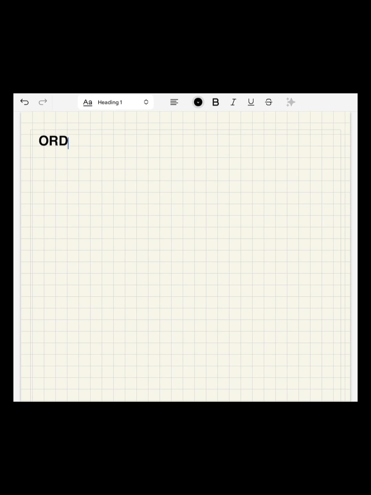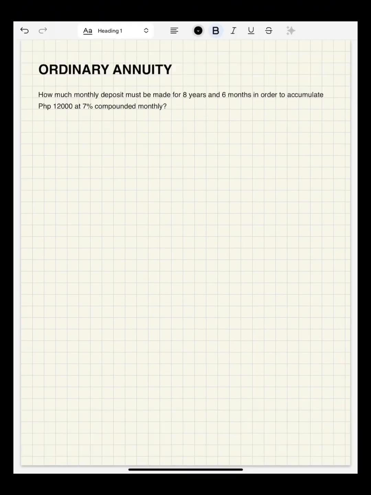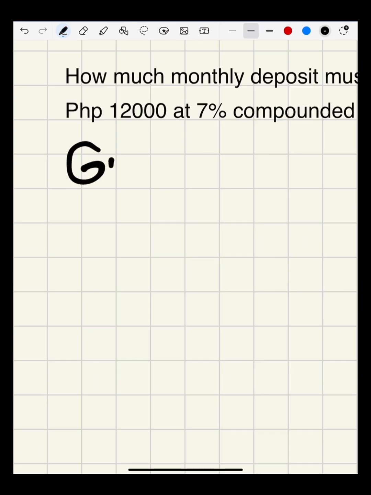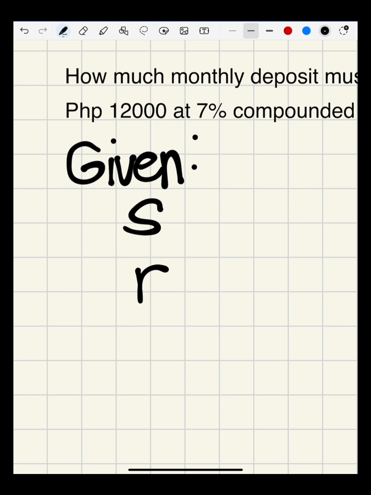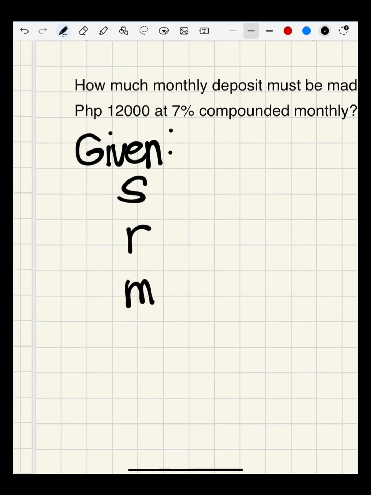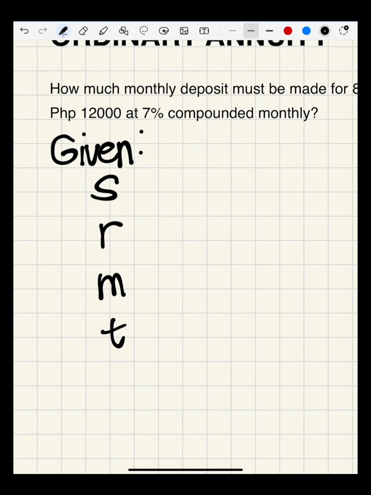Our second problem is ordinary annuity. How much monthly deposit must be made for 8 years and 6 months in order to accumulate 12,000 at 7% compounded monthly? Now we're going to find the given. S means present value, R is rate, M is compounded period, and T is time.